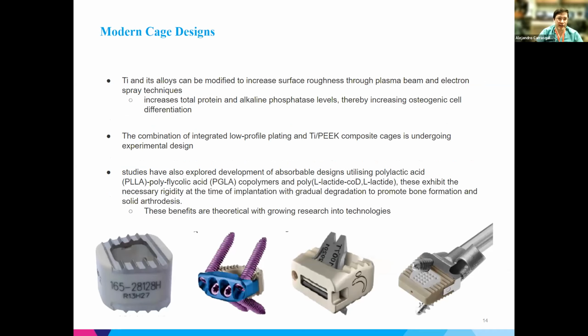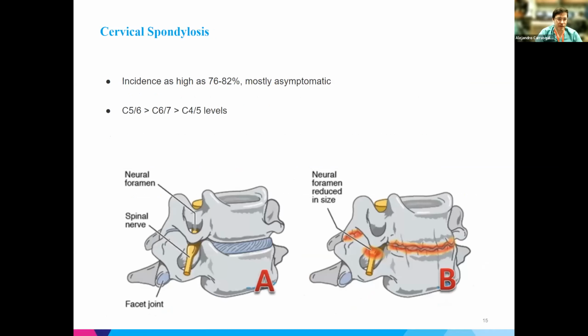And this leads to modern cage designs where now titanium can be modified by increasing its surface roughness and applying plasma beam and electron spray techniques. This increases the total protein and alkaline phosphatase levels and increases osteogenic cell differentiation. And titanium can be combined with PEEK to take advantage of some of their various properties. And a number of other materials and polymers are being investigated as possible alternatives. This line of research continues to grow.